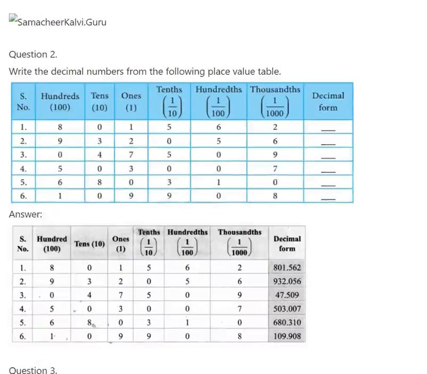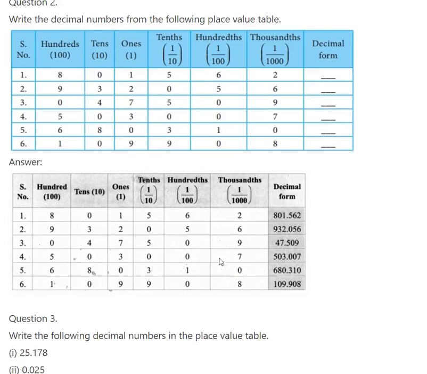Okay. Next, second sum. In the tabular column, we just have to write those numbers: 800, 0 tens, 1 one. So 801.562. Next, 932.056. Take the whole number and write it first. 0, there is no hundreds. So 47.509. Next, fourth sum. 503. 0 tens, ones is 3.